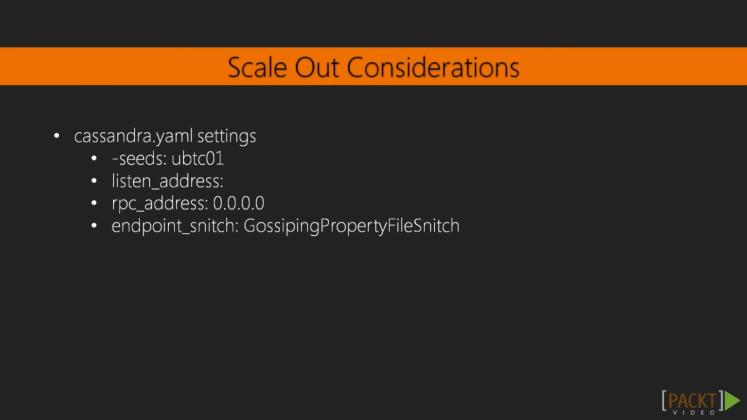UBTC01 is the seed node. Listen address is set to empty, and RPC address 0.0.0.0. And endpoint snitch is GossipingPropertyFileSnitch. We also changed the name of the data center and the rack to NY1 and rack1 respectively in the cassandra-rackdc.properties file.